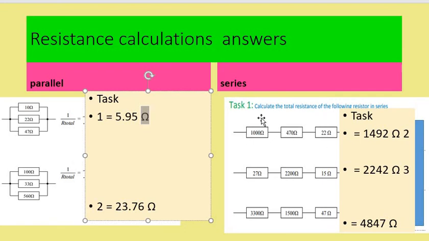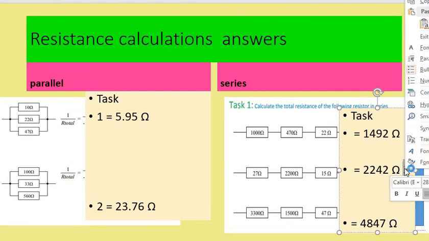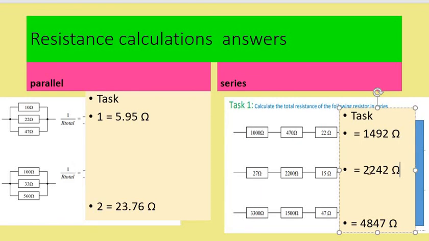And then this was a lot easier. The series circuit, you simply add the different resistors together. 1000, 1470, 1492 in total. And the second one, answer is 2242 ohms. And then the third question, 4847 ohms. Please do any corrections.